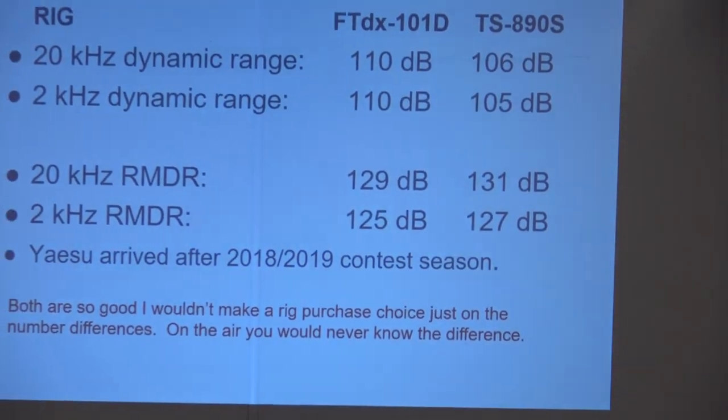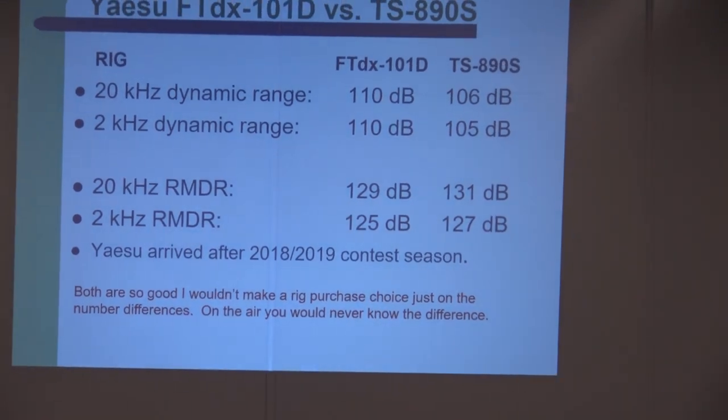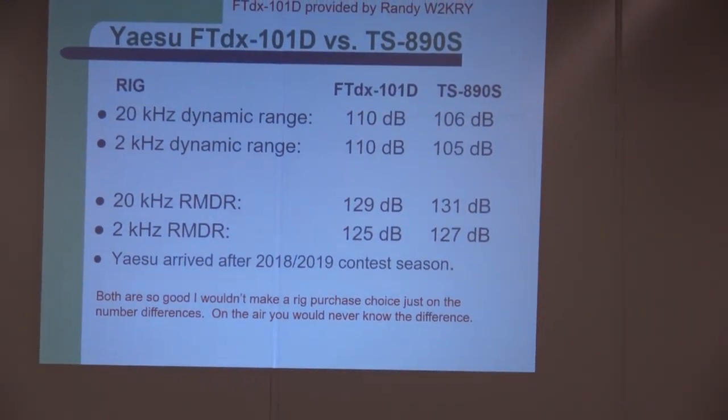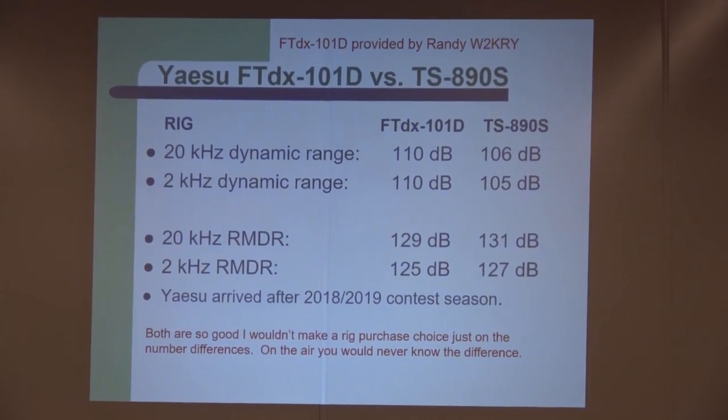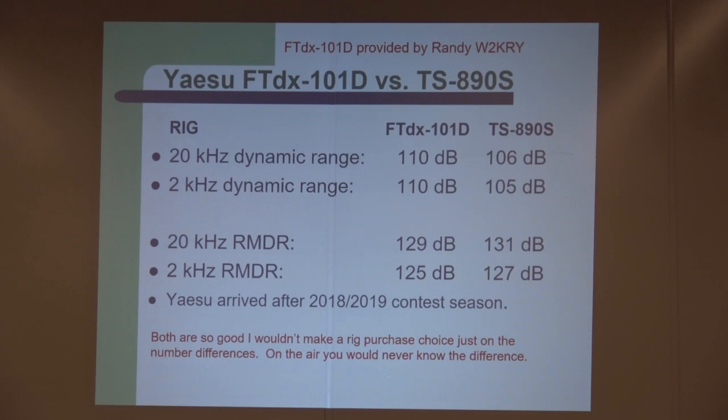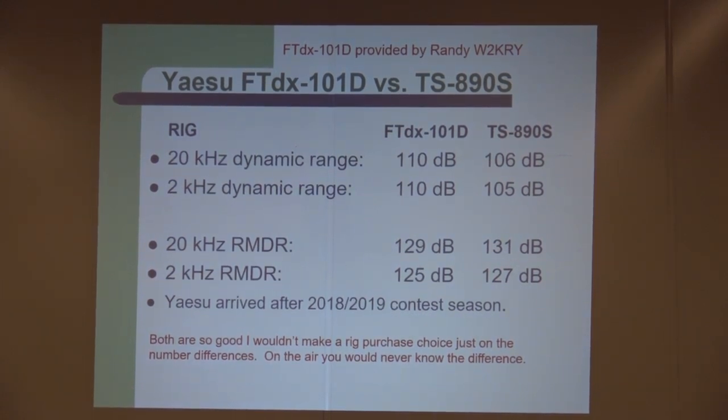So let's compare the 101D to the 890S. Well, in the dynamic range numbers, the Yaesu's a little bit above, and in the reciprocal mixing numbers, the Kenwood's a little bit above. Are we really going to worry about that? I mean, these radios are phenomenal from those basic number standpoints. So you shouldn't pick a radio and say, okay, that one's 110 and the other's 106. Like, they're kind of getting into the minutiae, into the weeds. The numbers are just tremendous today. And you're going to look at everything else that's important. It's the features and reliability and all that kind of stuff.